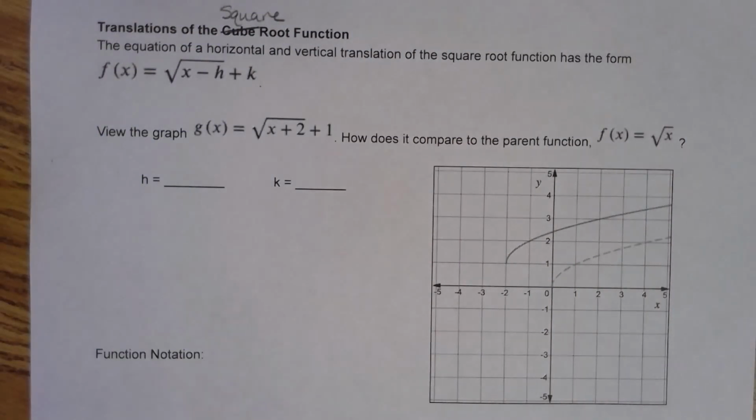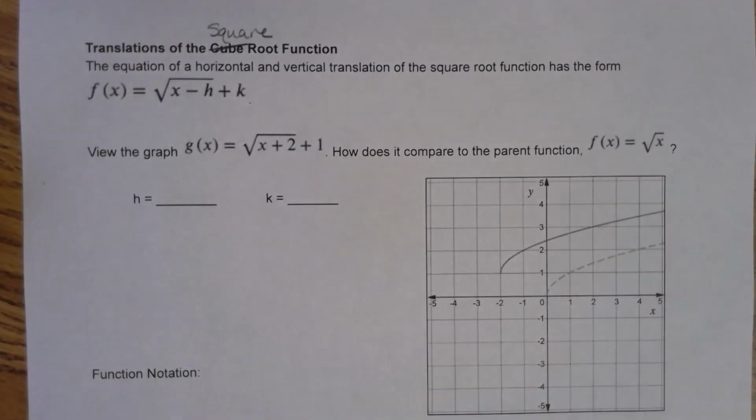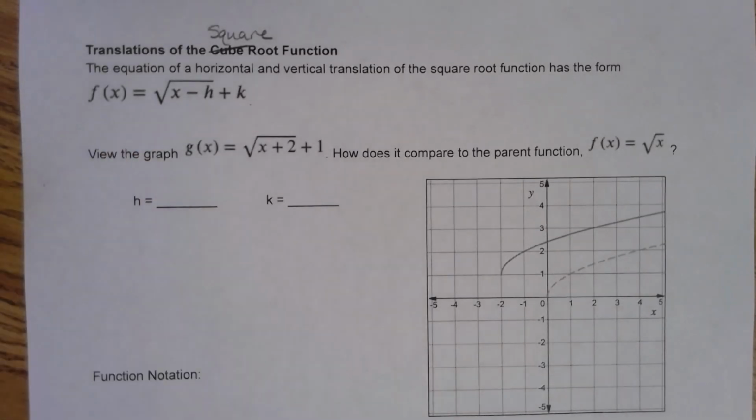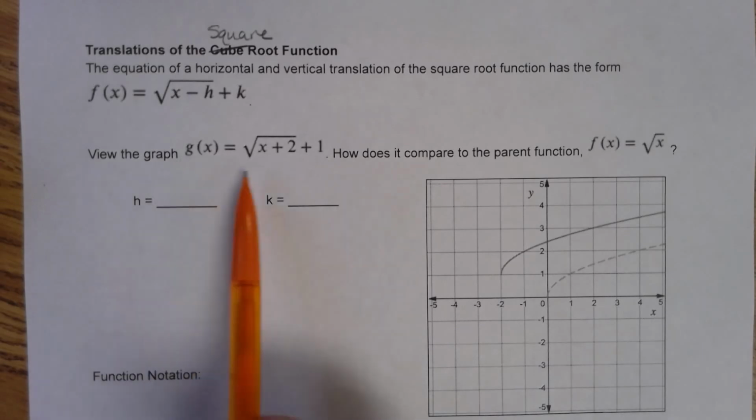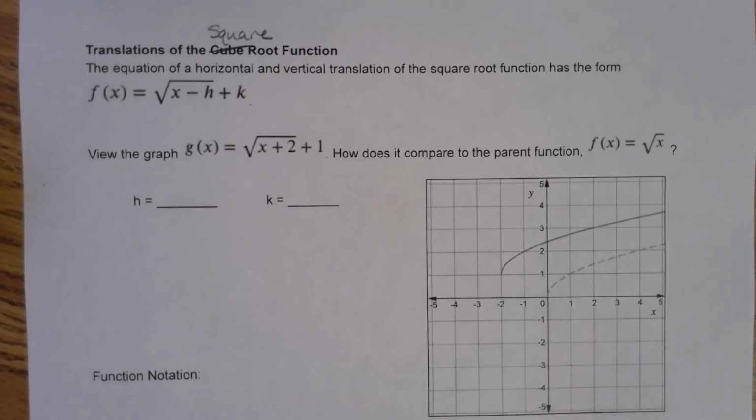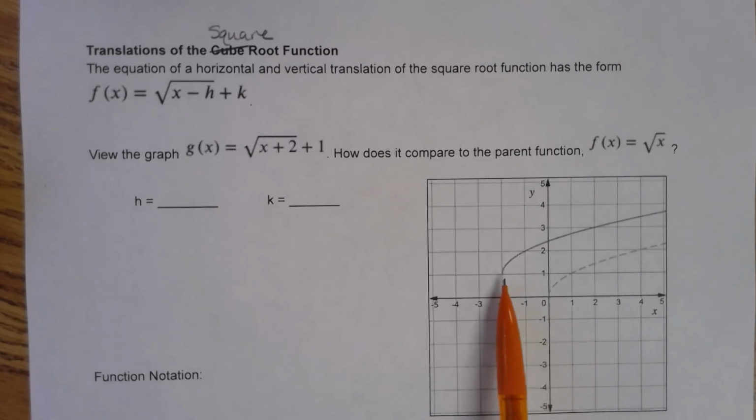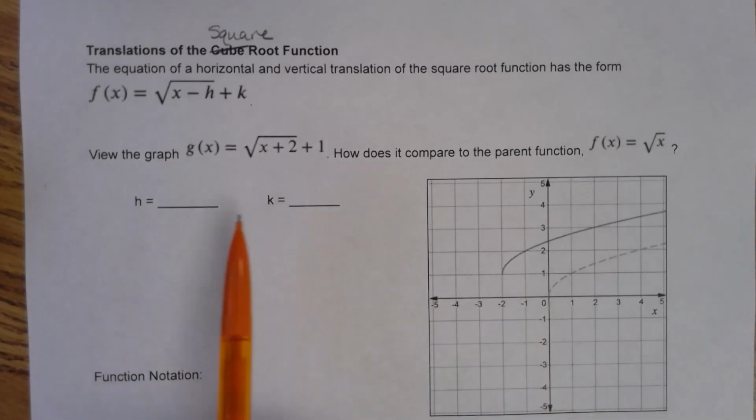Now let's put the translations of those square root functions all together. The equation of a horizontal and vertical translation of the square root function has the form f of x is the square root of x minus h on the inside and then your plus k on the outside. So we can see these functions having the translations together at the same time. We have our graph here provided. It's asking us how it compares to the parent function. You can use your graph to help you explain, or use your function, naming your h and k. So we'll look at both.